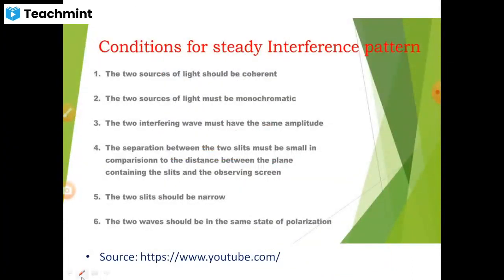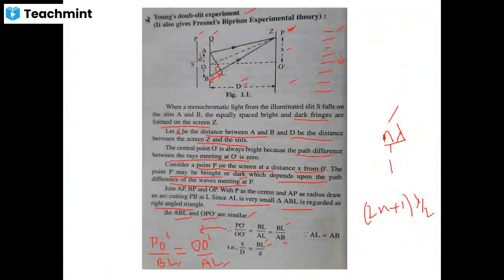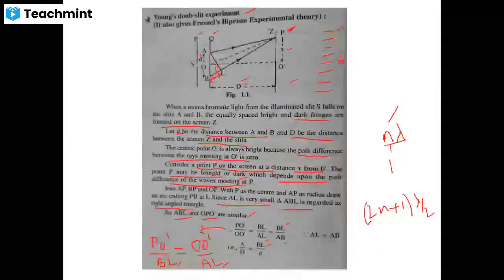Well, after deriving the expression for fringe width, now you can see the conditions for a steady interference pattern. This we discussed earlier a little bit, half of it. So what are the necessary conditions? We say the two sources of light should be coherent. So the incoming light source should be coherent. Means what? They have to have the same constant phase difference and same frequency. So the two incoming sources of light should be coherent. What is that? This one, the light coming from A and light coming from B, they have to be coherent.